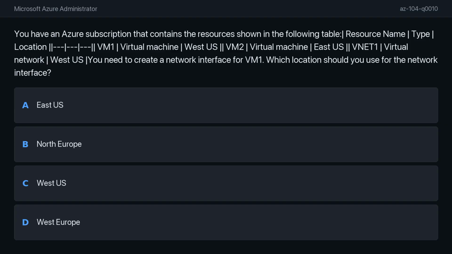Sometimes students get confused about this. They think that the network interface must also be in the same resource group. But resource groups are not regional. They can span all regions.